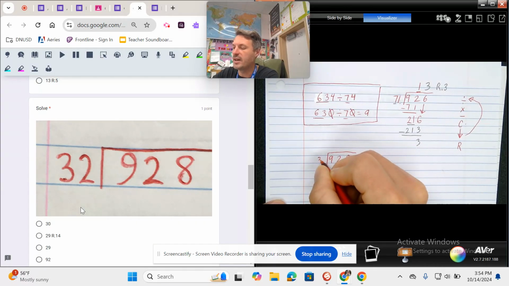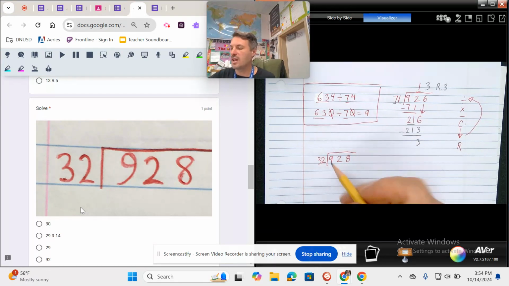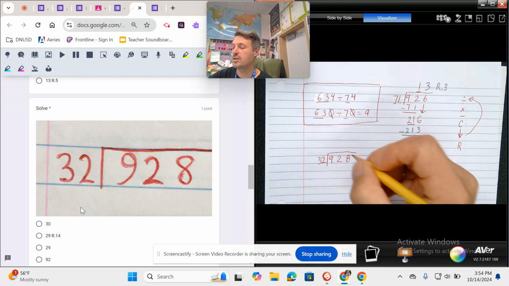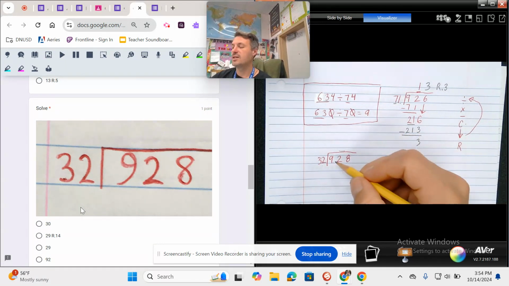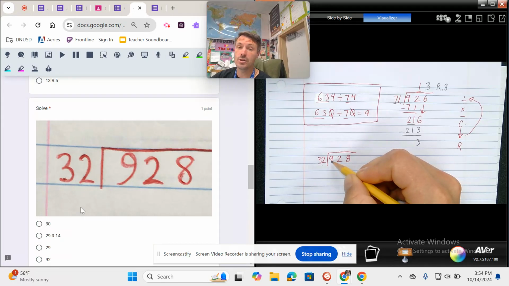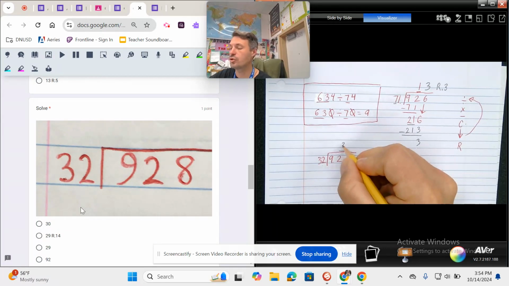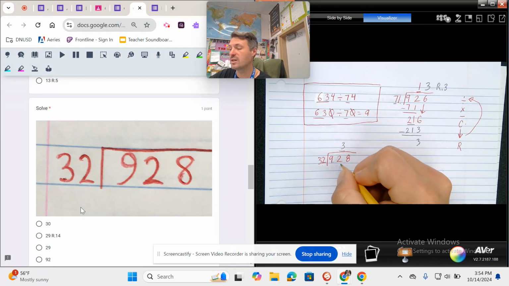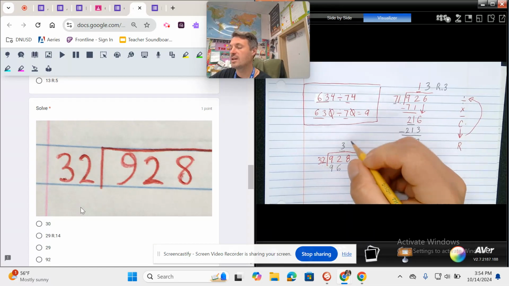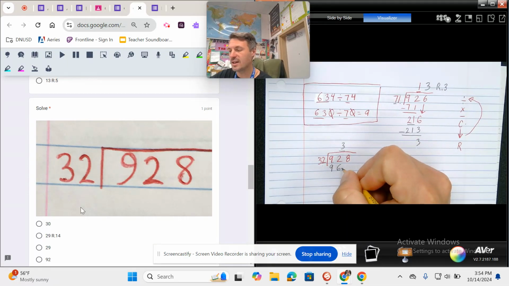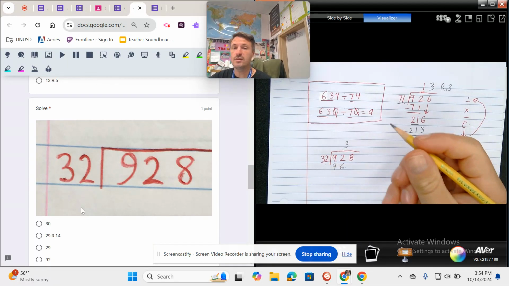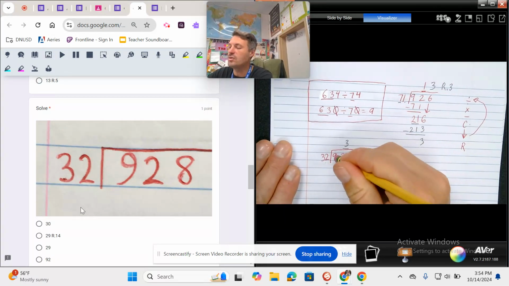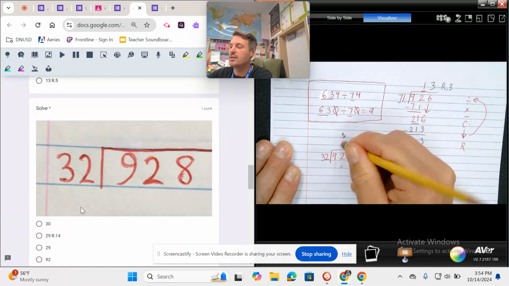928 divided by 32. Now, can 32 fit into 9? No. Can 32 fit into 92? Yes. And let's see, since 3 can fit into 9 3 times, perhaps 32 can fit into 92 3 times. So you try a 3 there, but you can already see that it's not going to work. 3 times 2 is 6. 3 times 3 is 9. See, when this happens, 96 is bigger than 92, so you can't even subtract. That's when you know you need to adjust the quotient down.